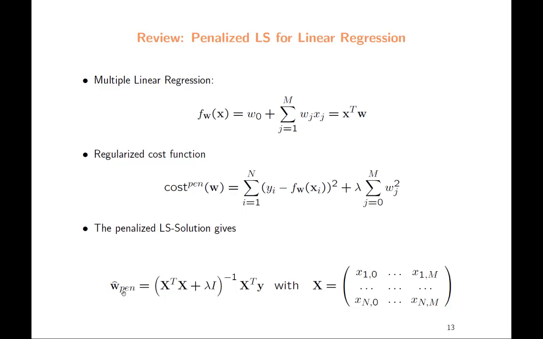So the penalized best solution for the parameters is x transpose x plus lambda I, where x was the design matrix and I is the identity matrix, the inverse of this expression, times x transpose times y. y was the vector of targets. x is the design matrix.